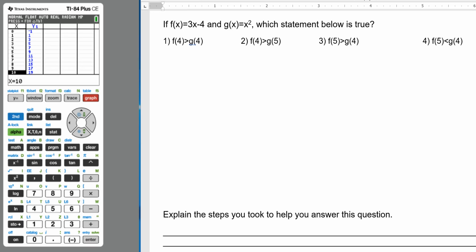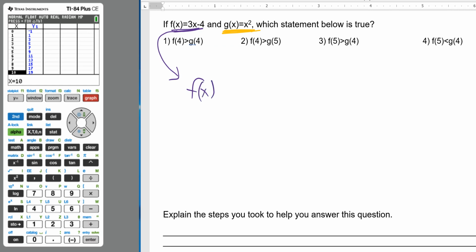If f of x equals 3x minus 4 and g of x equals x squared, which statement below is true? Okay, so it asks us about f of 4, g of 4, f of 5, g of 5. To get any of these values, we can either plug in 4 or 5 to each function, or we can use our calculator. So we're going to go straight to the calculator, starting with f of x.